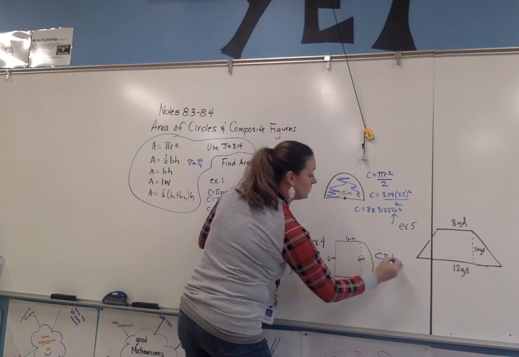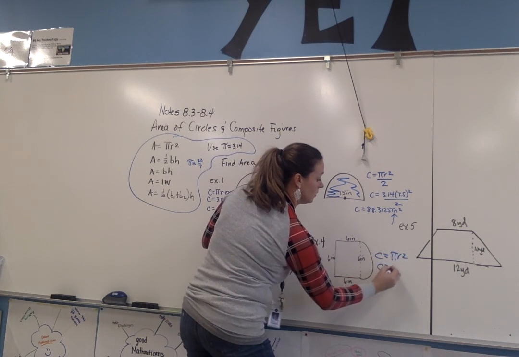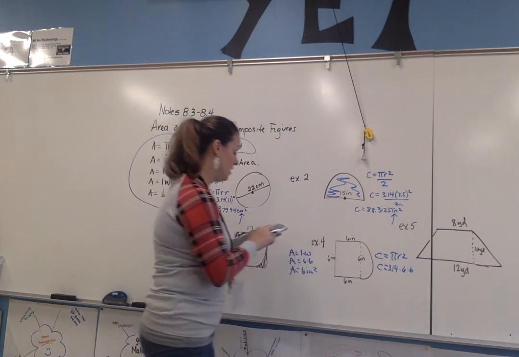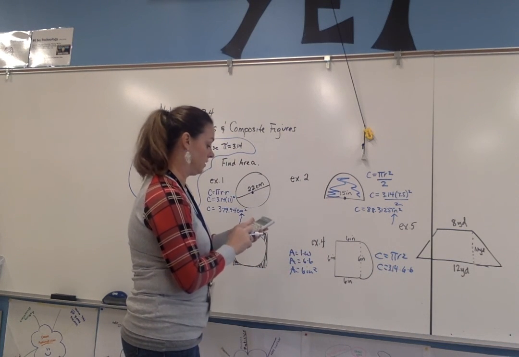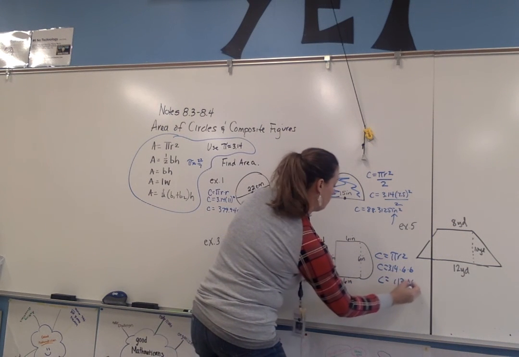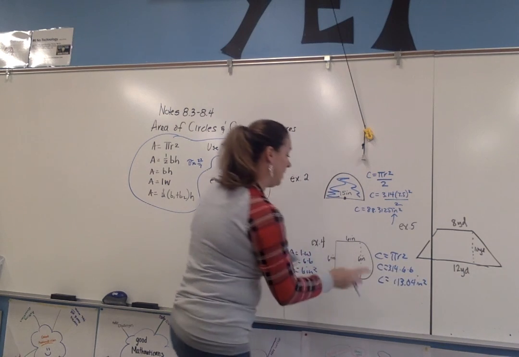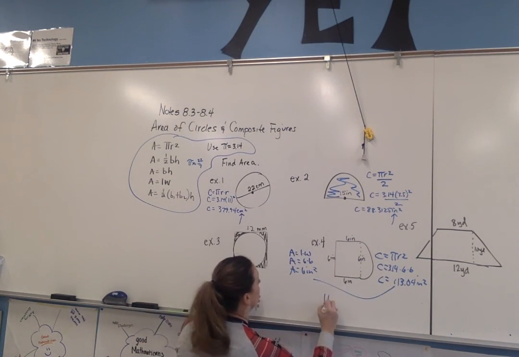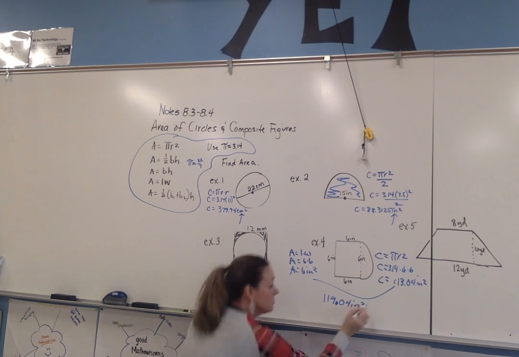So area equals pi r squared. It equals 3.14 times 6 times 6. So 3.14 times 36, and I get 113.04 inches squared. And then I'm going to add those together for an answer of 119.04 inches squared.